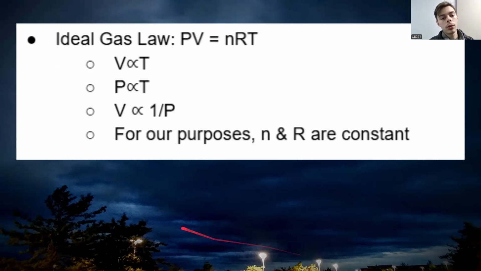So that symbol that's right here means proportional, if you've never seen that before. Volume is proportional to temperature. For something to be proportional, it means as one goes up, the other goes up. As one goes down, the other goes down. If it's inversely proportional, then they do the reverse of each other. So as one goes up, the other goes down. As one goes down, the other goes up. But I'm only showing the proportional relationships. So as volume goes up, temperature goes up. As volume goes down, temperature goes down.